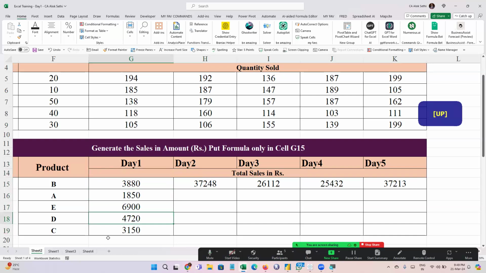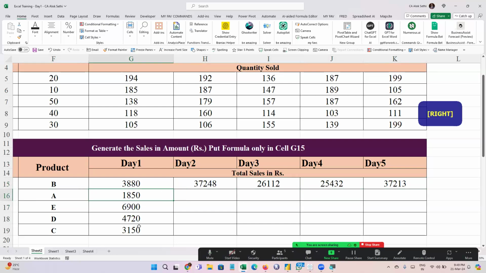Everyone check. Is 105 into 30 equal to 3150? Yes, it's right. Even 40 into 118 is right. 6900 into 50 is right. And 185 into 10 is 1850. So why did it give me the right result here and not the right result here?